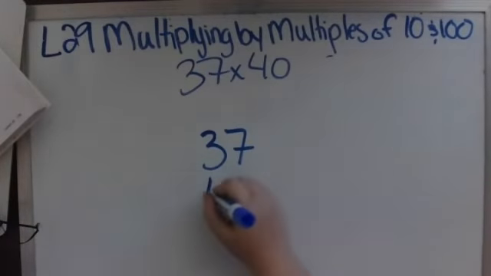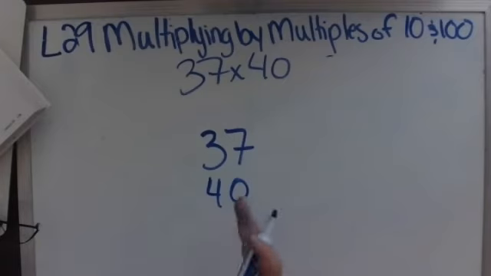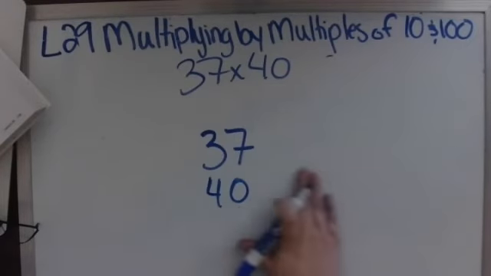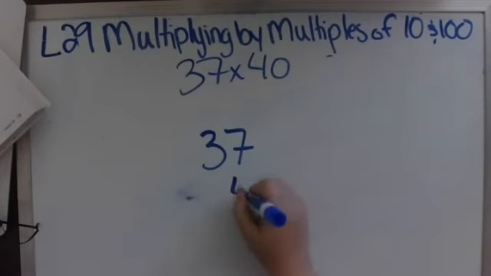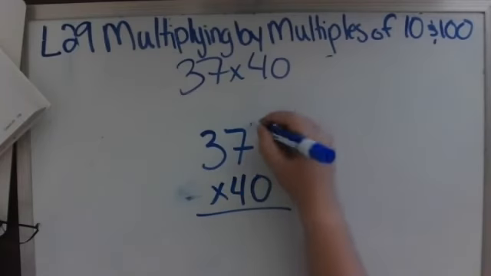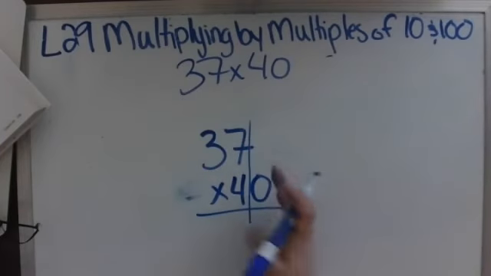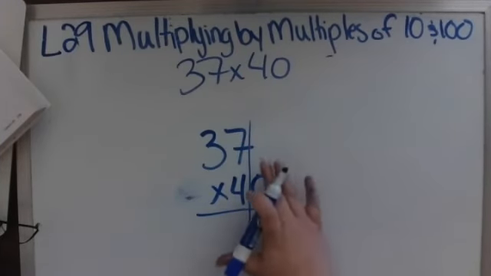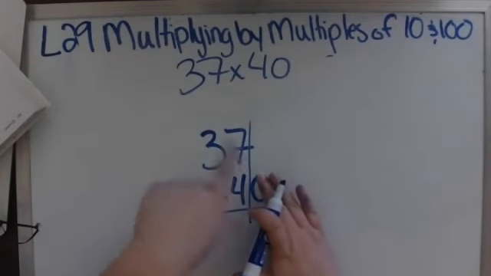So instead of writing 40 like that and lining up my ones and my tens, because the 40 ends in a 0, I can offset it. Okay, the 0 is going to be over here. What that means is I have this little invisible line, but I'm not paying attention to that 0 right now. I'm only timesing by 4.